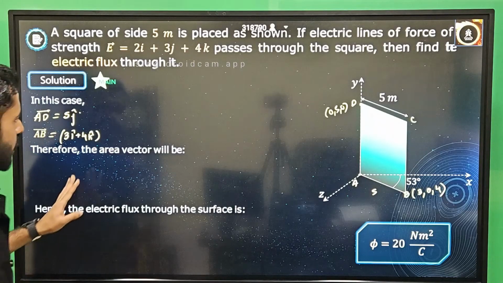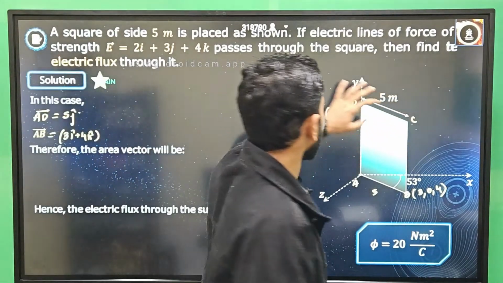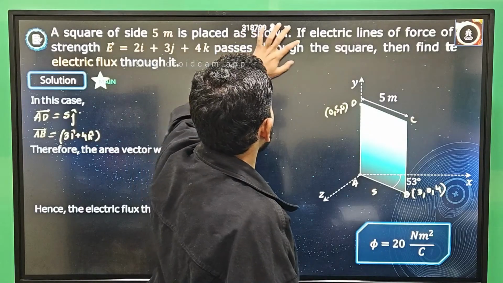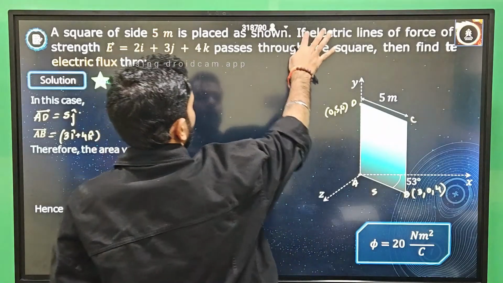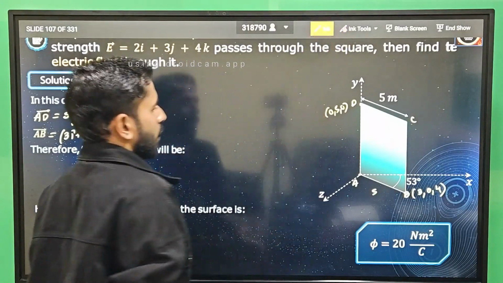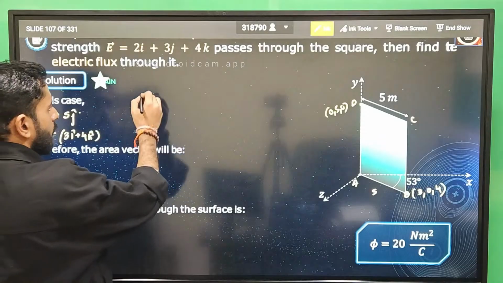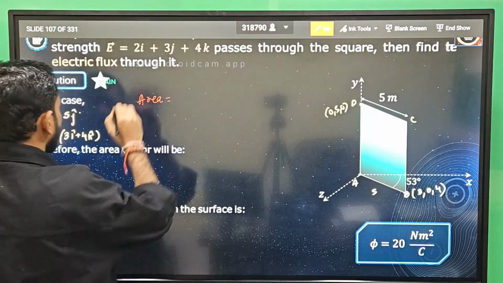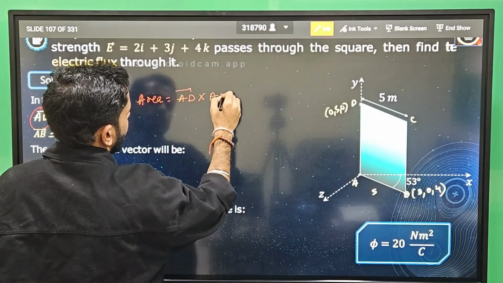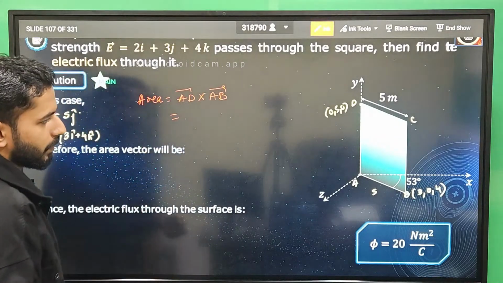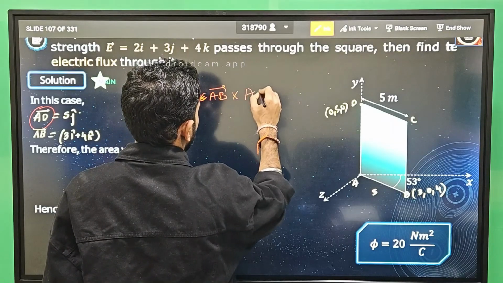It is the same kind of question that we have solved. Let's start solving. You have to calculate flux. Firstly define the area vector. The area vector will simply be AD cross AB, or AB cross AD, whatever you want to write. Let's do AB cross AD, because in the previous question we also did the same thing.